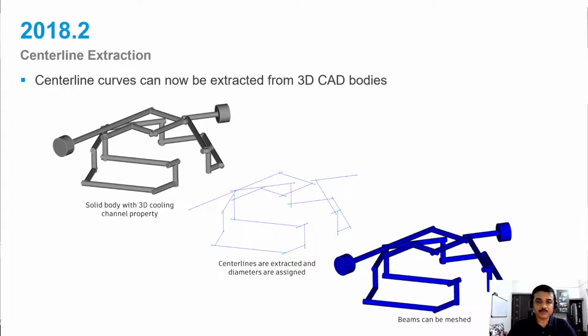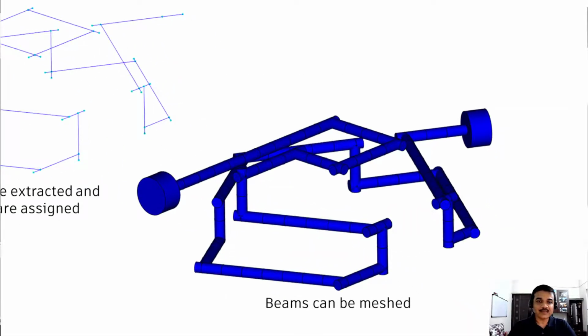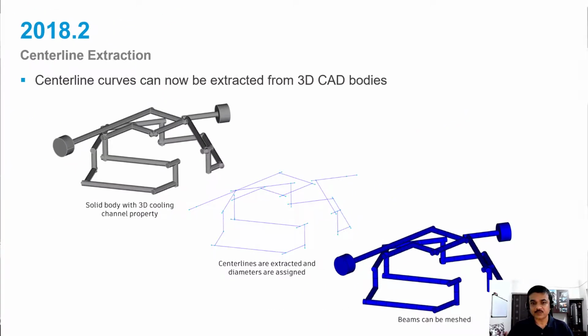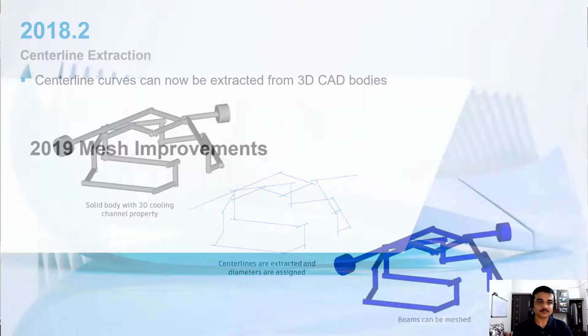Another beauty of the centerline extraction was that it automatically assigns the attributes. If you have a multi-layer, very complicated cooling channel design, you need not worry about which diameter is 8 mm or 12 mm or 10 mm. It automatically gets assigned, so it reduces significant time. I would say it's a must try. Leave the old way of modeling the cooling channel. You can save a lot of time.